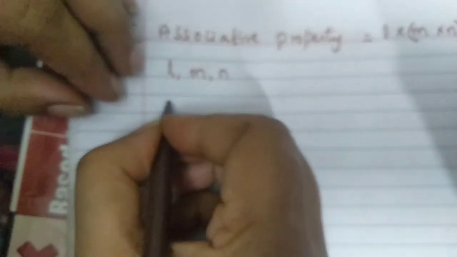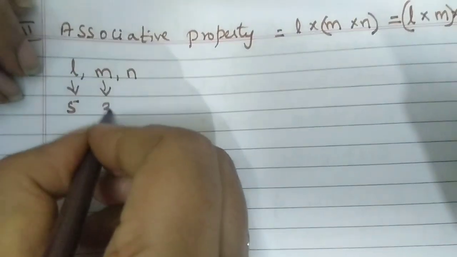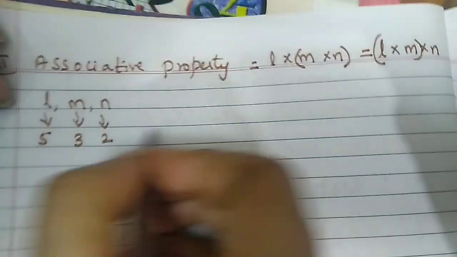Now let's substitute the values. For example, let's consider L to be 5, let's consider m to be 3, and let's consider n to be 2.